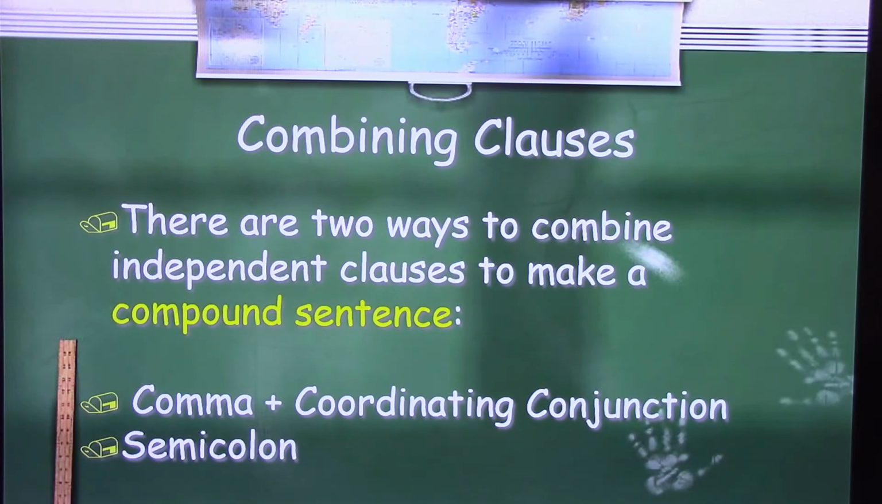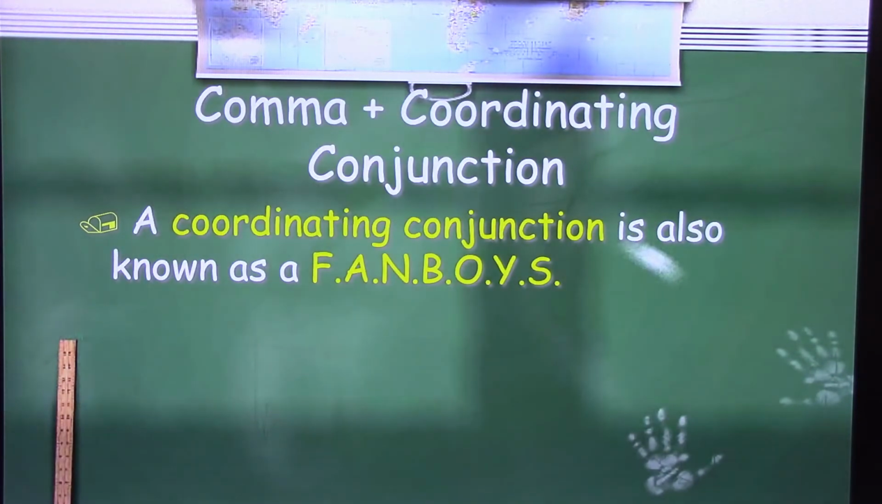A comma and a coordinating conjunction. I know already you forgot the coordinating conjunctions. You forgot the conjunctions. Let us go back a bit. Remember, we don't lose focus. We are talking about the compound sentence. But now we go back a little bit to check the coordinating conjunctions. I want to check if you still remember the coordinating conjunctions.